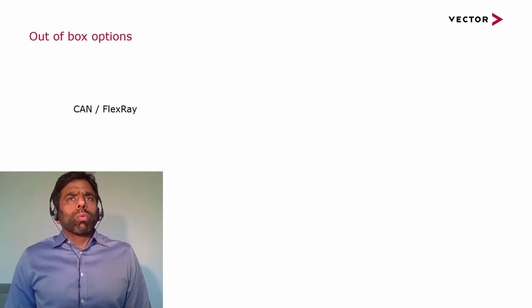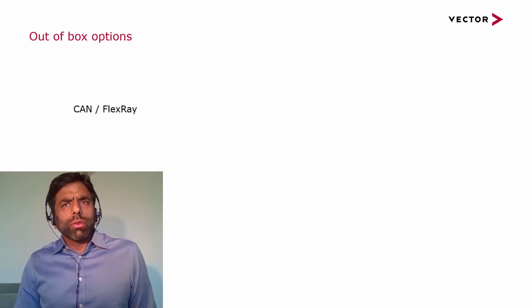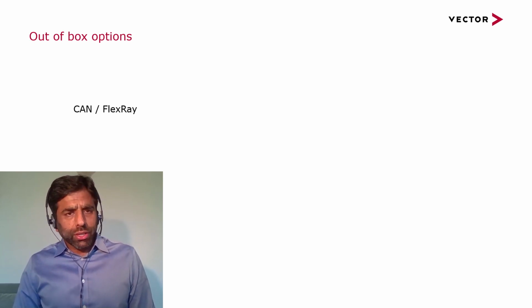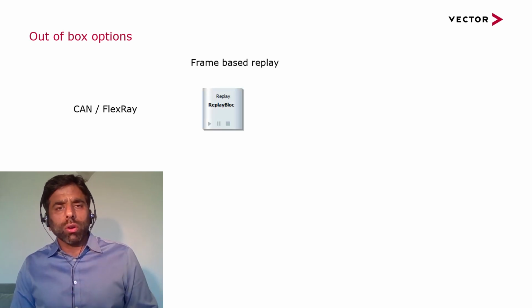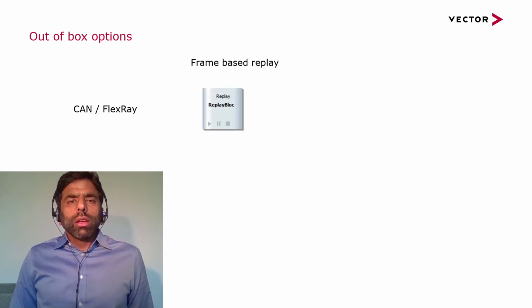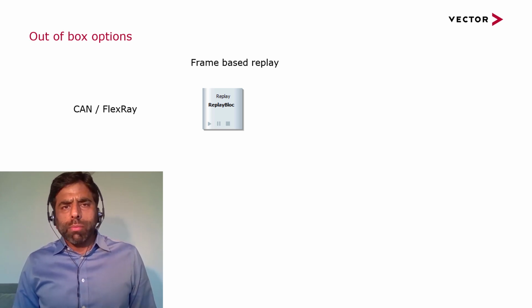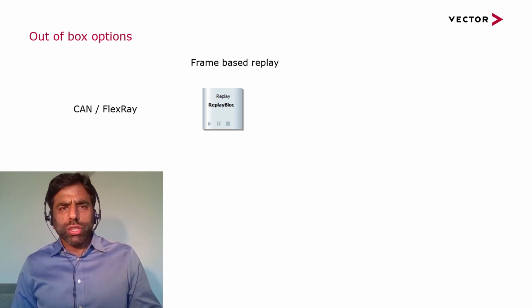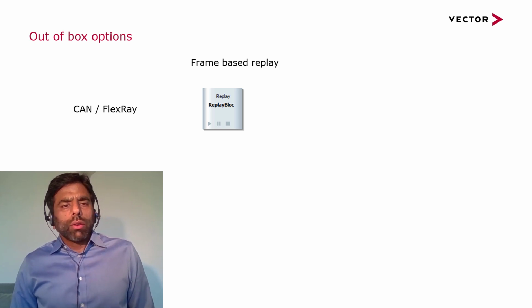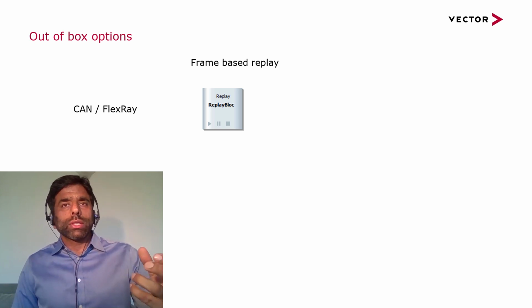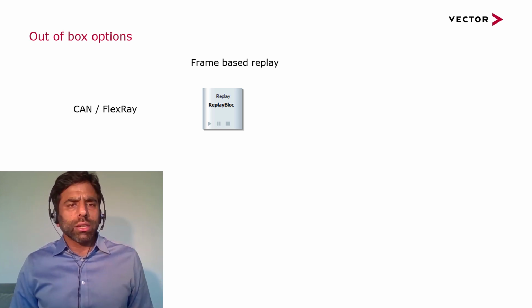Now, let's have a look at what's available out of the box from Vector's point of view. So if we take the example of CAN and FlexRay, first of all, we have the replay block available. Those who are familiar with CANalyzer will remember that it gives you the option to replay the messages on the bus. From the CAN point of view, it's a simple message replay. From the FlexRay point of view, you have to select one ECU and then the data related to that ECU would be replayed.